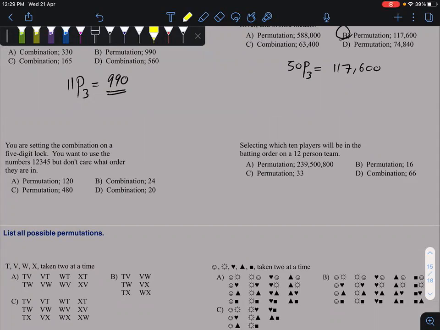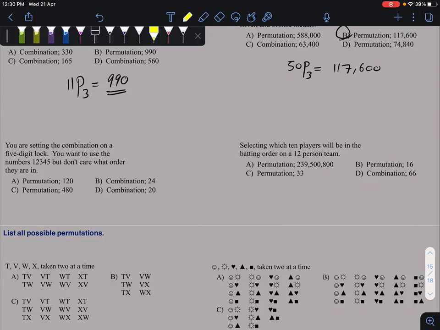Okay, next question. You are setting the combination on a 5-digit lock. You want to use the numbers 1, 2, 3, 4, 5, but don't care what order. So it's combination, because it says you don't care about the order. The combination is so easy. But you are setting the combination of the 5 digits. You want to use the numbers 1, 2, 3, 4, 5. You don't care what order they are in.